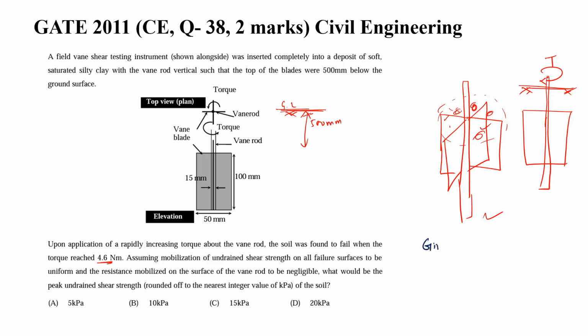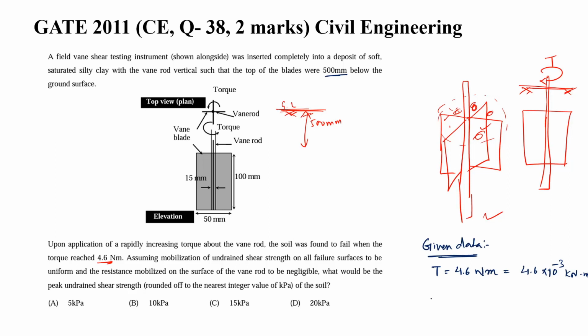Let us note down the given data. It is well below the ground level, so that is one thing. Upon the application of rapidly increasing torque, the torque reached 4.6 Newton meter. You can write it in kilonewton meter also: 4.6 into 10 to the power of minus 3 kilonewton meter. That is the only thing given, and the remaining dimensions are given in the figure.